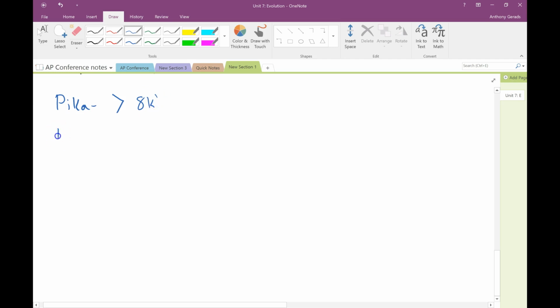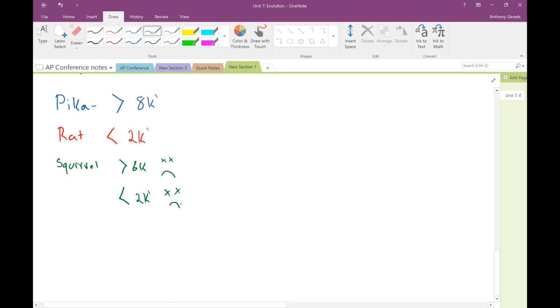Let's say I've got a rat. And they love altitudes below 2,000 feet. And then let's say I've got a squirrel. And if it's above 6,000, they die. If it's below 2,000, they die. So they like this middle ground. They love 2,000 to 6,000.